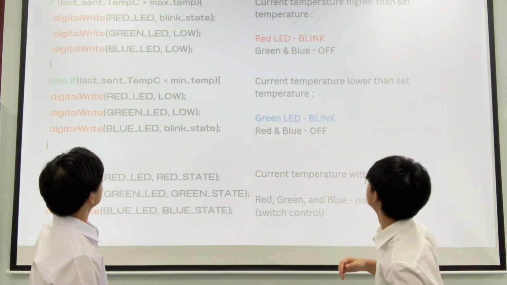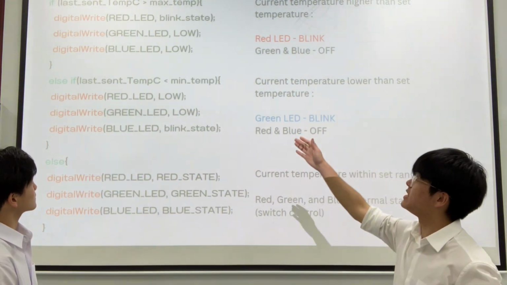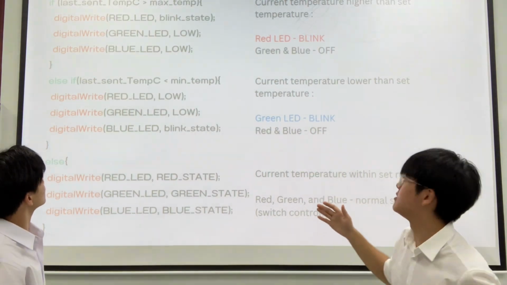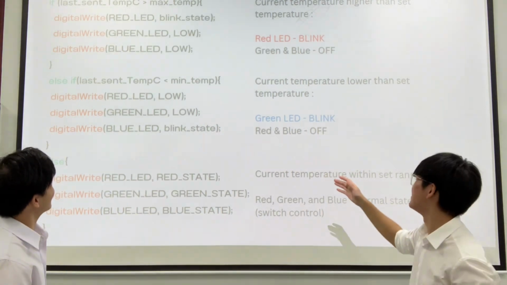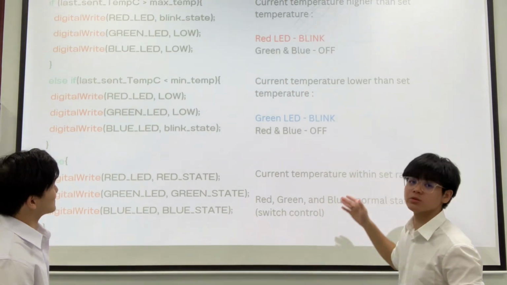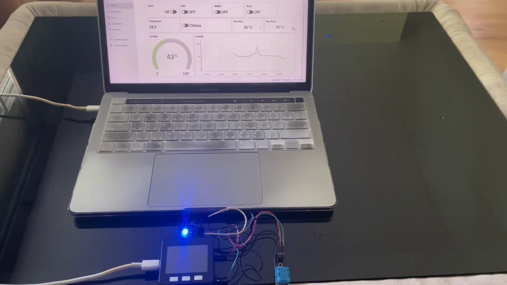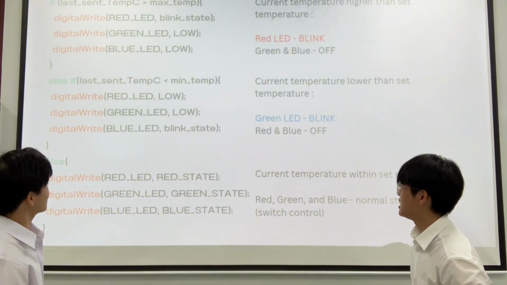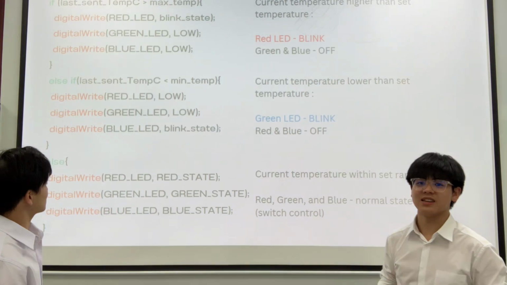For the LED control, the first if is when the temperature is too high. The red LED will be set to blinking state, while blue and green will be set off. If the temperature is too low, the blue LED will turn to blink mode, and red and green will be set off. And when the temperature is in normal range, the LED control will be activated as normal, with the red, green, and blue states set in task 2.